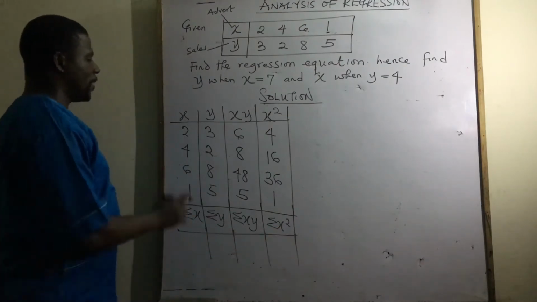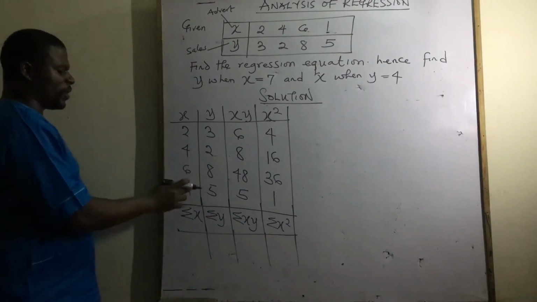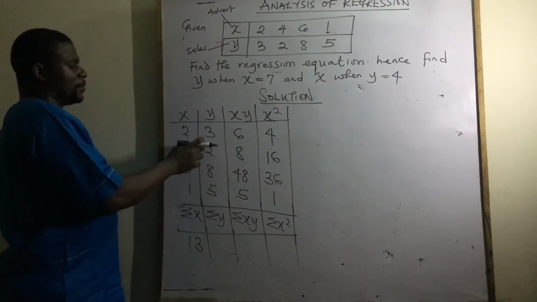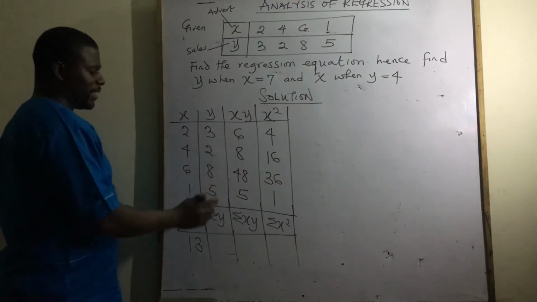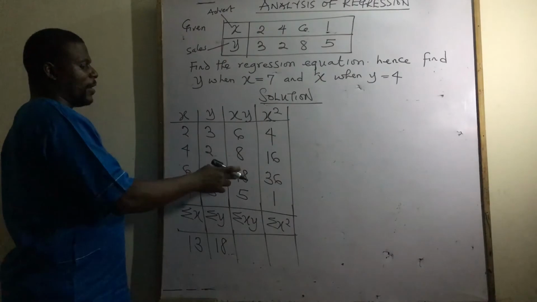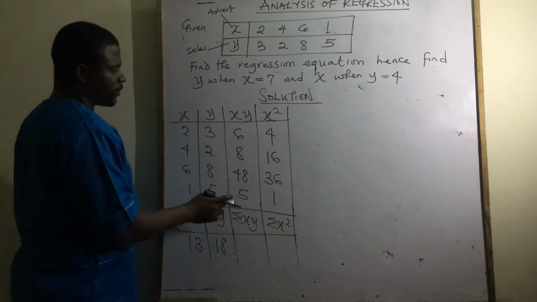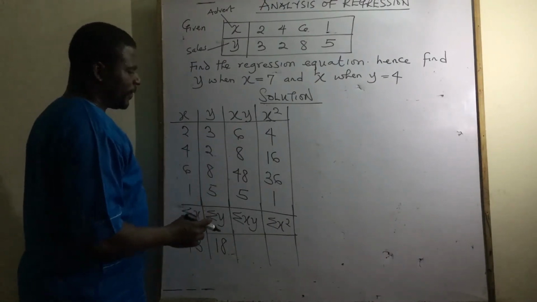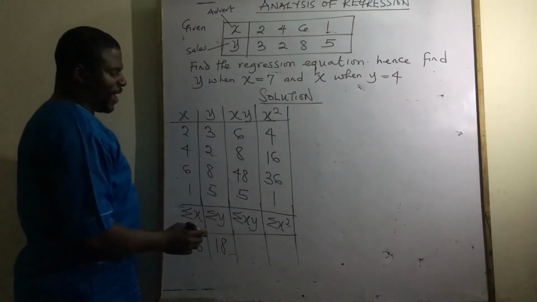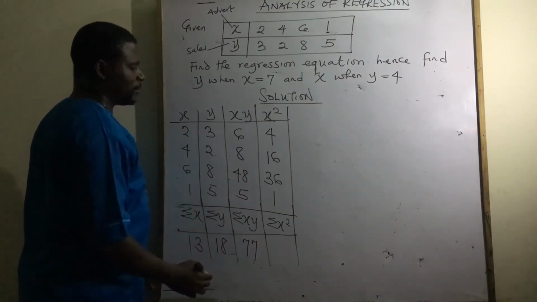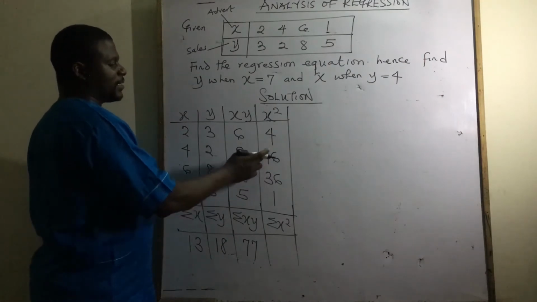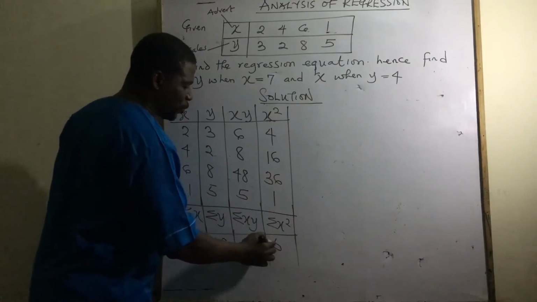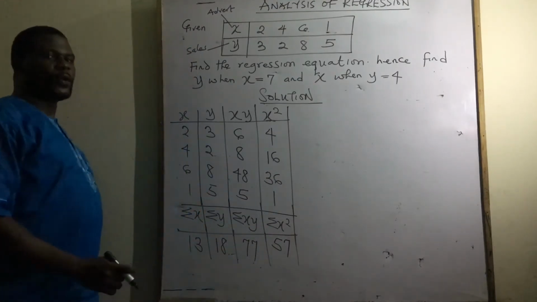So let's add this together. 2 plus 4 is 6, plus 6 is 12, plus 1 is 13. Then 3 plus 2 is 5, plus 8 is 13, 13 plus 5 is 18. Now 6 plus 8 is 14, 14 plus 48 is 62, 62 plus 5 is 67... Then for x squared, 4 plus 16 is 20, 20 plus 36 is 56, plus 1 is 57.